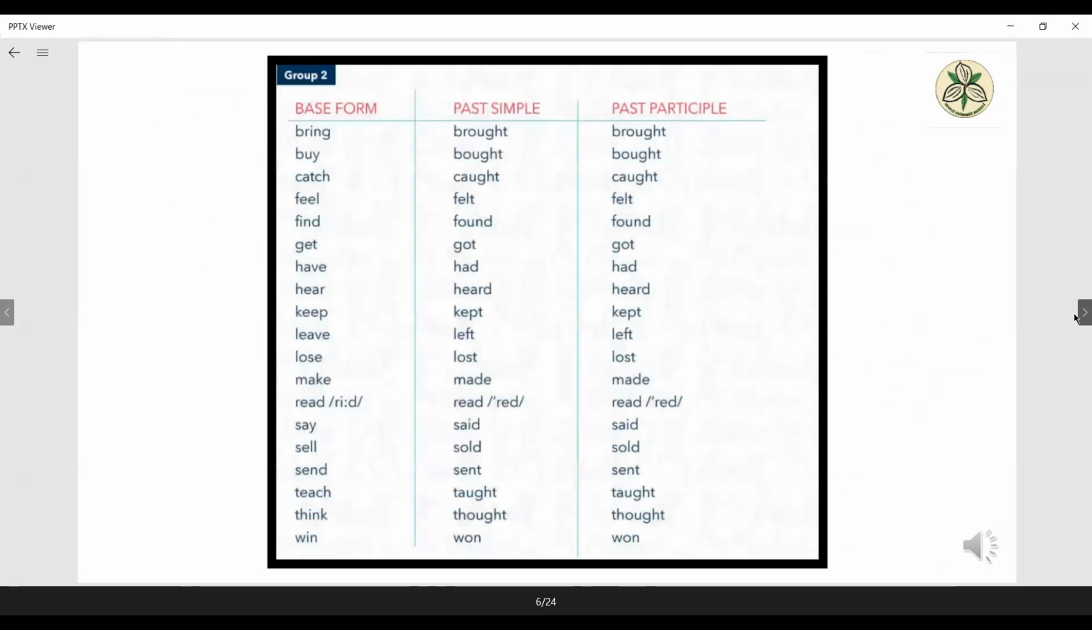For example, if you look at the base form bring, when you change it into past simple, it will be changed into brought, and the past participle will be brought again. So this is group number 2. Similarly, if we look at say, said, said, or sell, sold, sold. So these are the forms in which the base form will be changed into past simple and the rest will remain unchanged. That is the past participle.